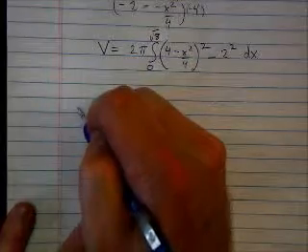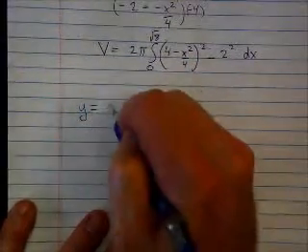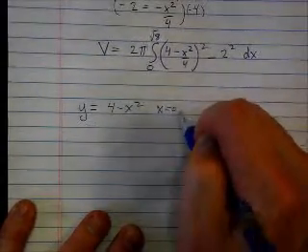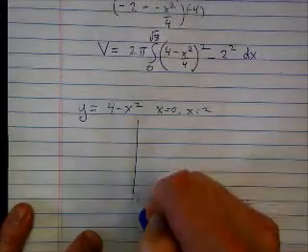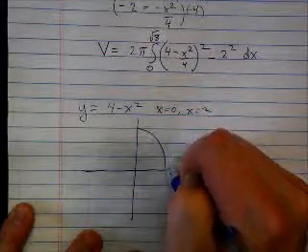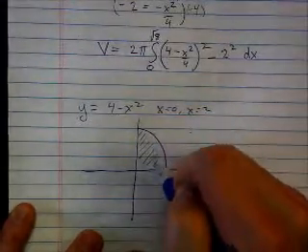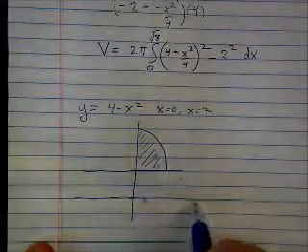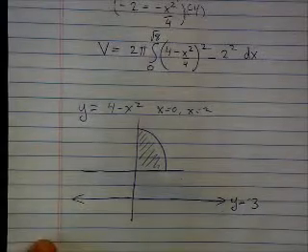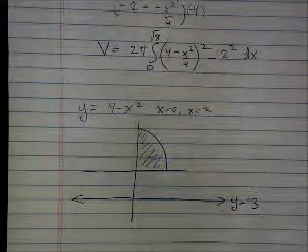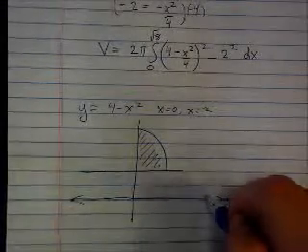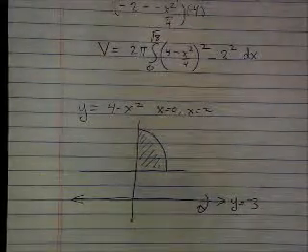So let's go back to a fairly easy function, y equals 4 minus x squared, from 0 to 2. We've got this parabola, half of a parabola. I just want to spin it around this line. This line happens to be y equals negative 3. So instead of spinning it around the x-axis this time, I'm going to spin it around y equals negative 3.